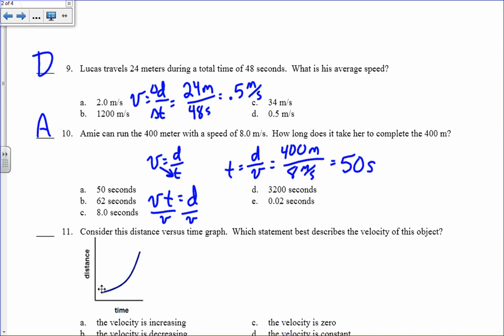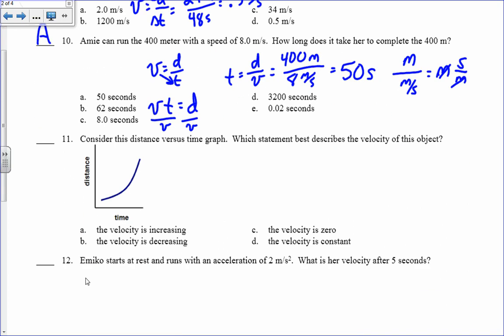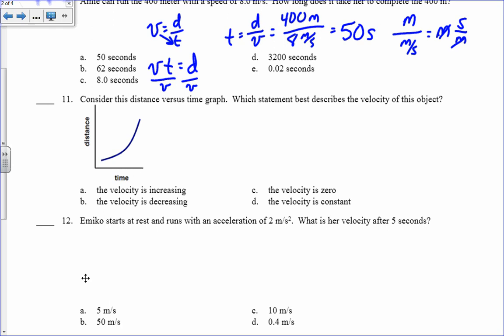All right, I can also look at my units here. If I have meters over meters per second, this is the same as meters times seconds over meters, and that cancels out, leaving us with seconds. Consider this distance versus time graph. Which statement best describes the velocity? All right, the slope of this graph gives the velocity. The slope here is small and positive, and then it gradually gets bigger. So the velocity is increasing, A.